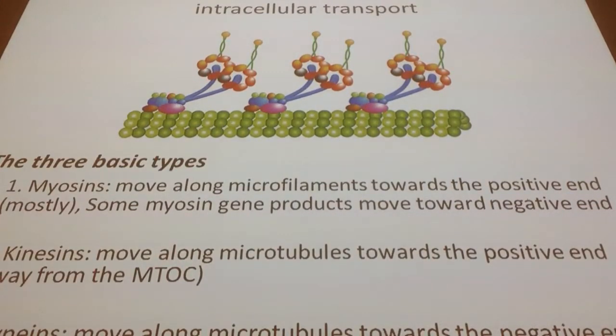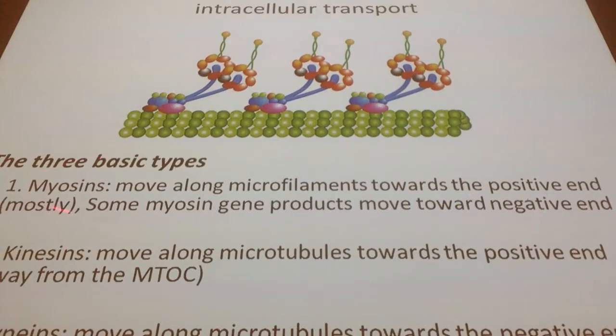This is the part that actually walks. The two feet here, or some people call them the two heads, actually move this way so that they can move materials. That's why they're molecular motors. Myosin can move along the microfilaments either toward the plus end or the minus end, so it can carry materials back and forth. Whereas for microtubules, kinesin can only move materials toward the plus end, and dynein can only move materials toward the minus end.